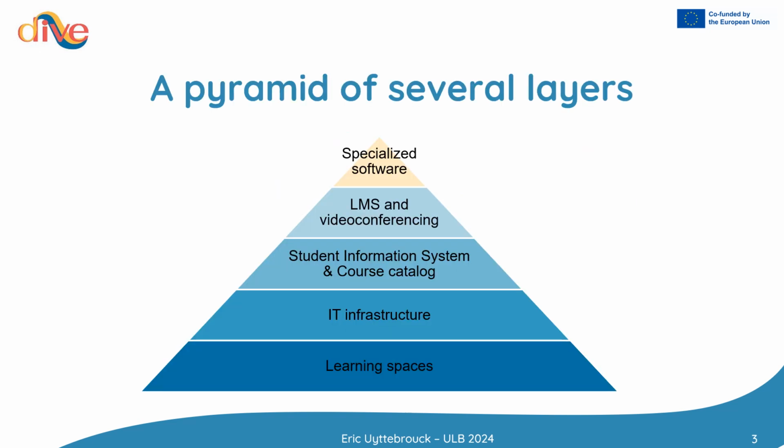To make things as clear as possible, I suggest the following diagram, presenting the different technologies as a pyramid of several layers. At the bottom, you find the physical learning spaces, then the global IT infrastructure, and the student information system and course catalog. These are the foundations you need before developing a digital education portfolio. Then come the two main software you need for digital education, a learning management system and a video conferencing system. These can be complemented by a range of more specialized software like electronic voting systems, plagiarism detection software, etc. Let's review these layers one by one.